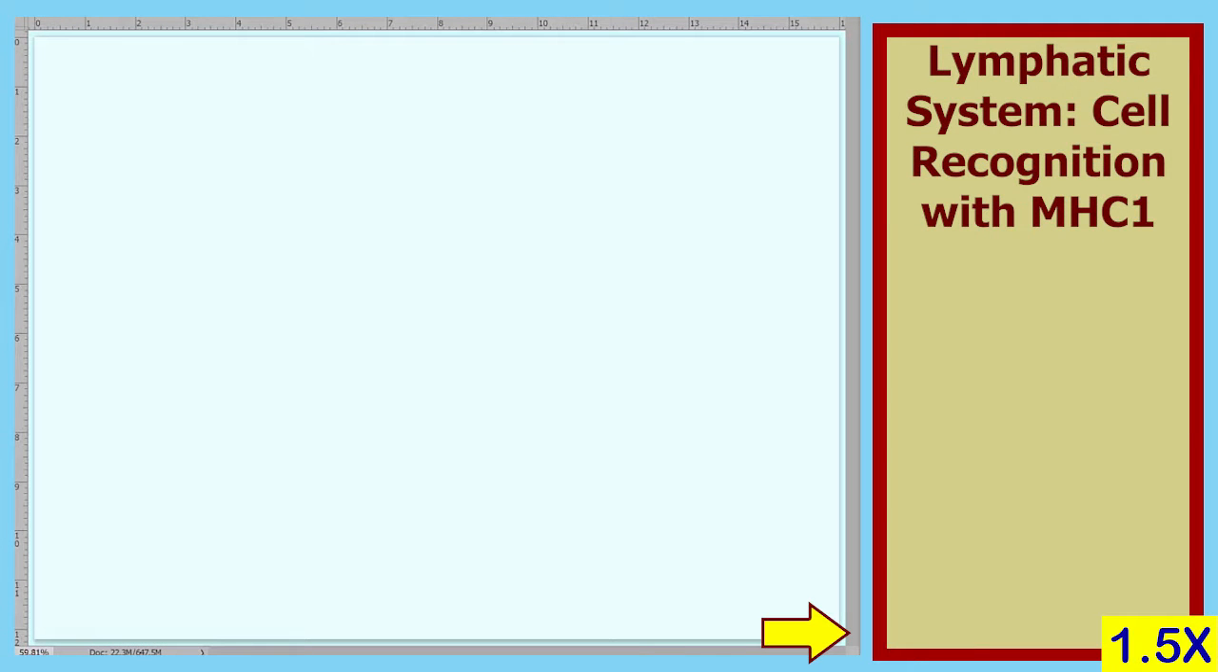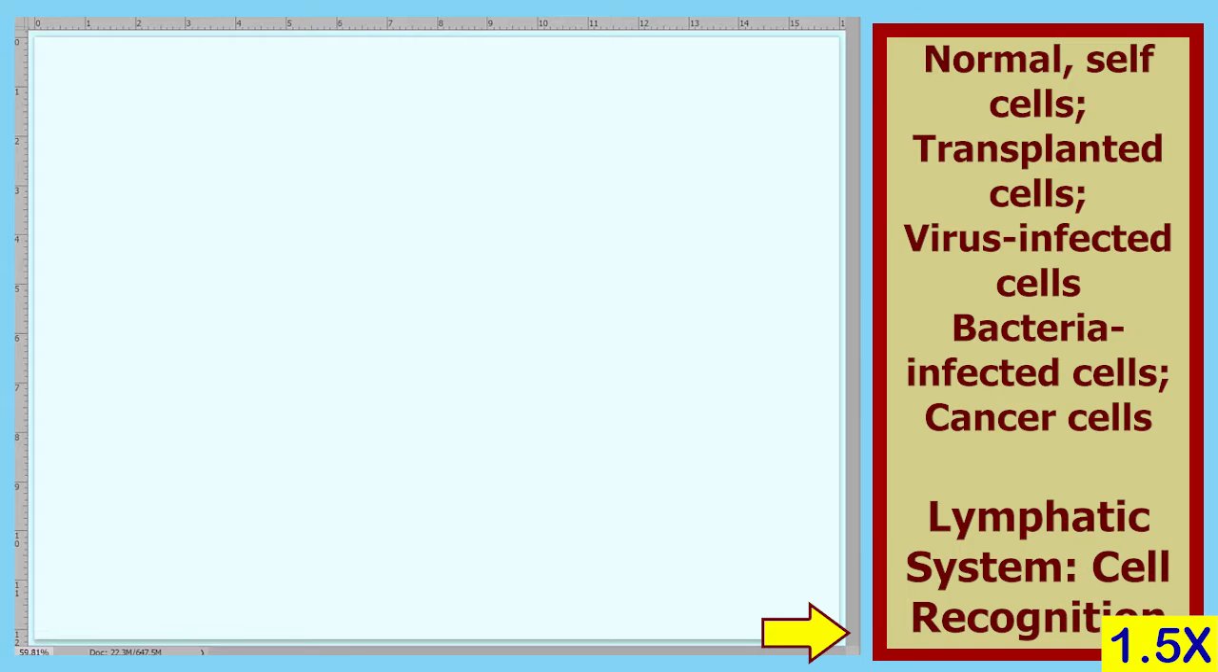Hello students, welcome back. In today's lecture, we will discuss how various cells are recognized by the immune system using the MHC protein. These cells will include normal self or host cells, transplanted cells, infected cells, and cancer cells.